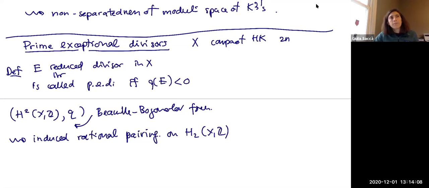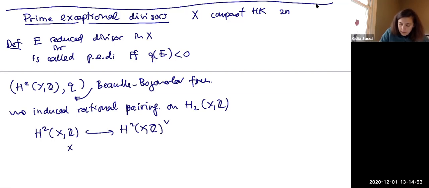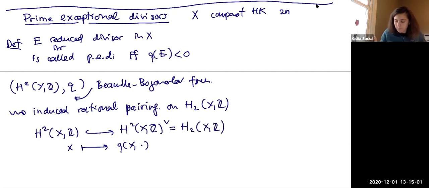The first way to study rational curves in hyperkähler manifolds is to study divisors that are swept out by rational curves, as these prime exceptional divisors will turn out to be. We want to study curves and divisors at the same time, and this quadratic form is one of the main tools that we have to do so. How do you put the rational pairing on H2, Z? Well, of course, any lattice is embedded into its dual by just sending a class X to Q of X, point. And this can be identified with H2 of X, Z. And so this gives the rational pairing.